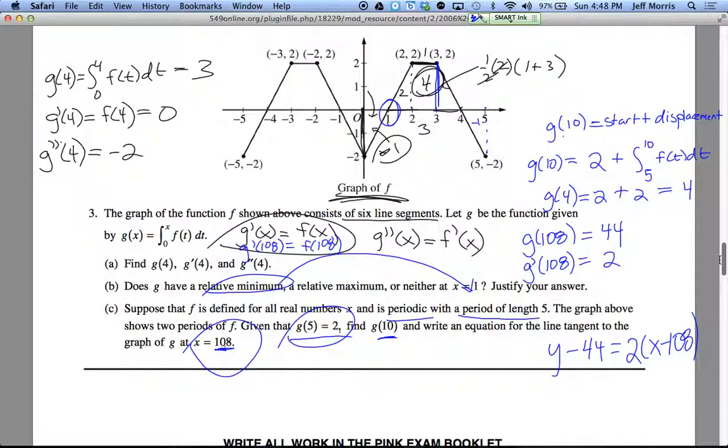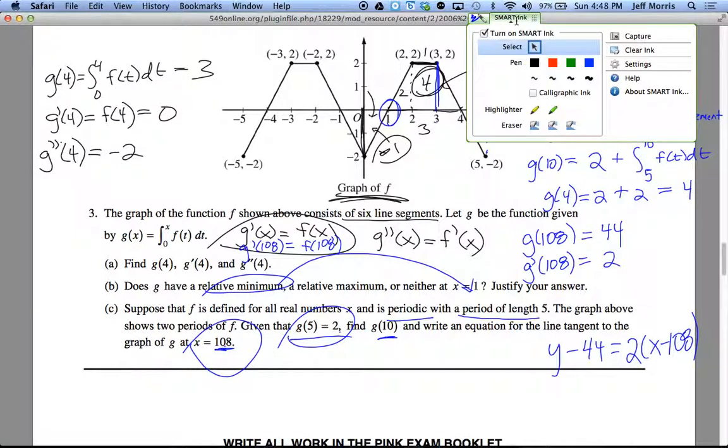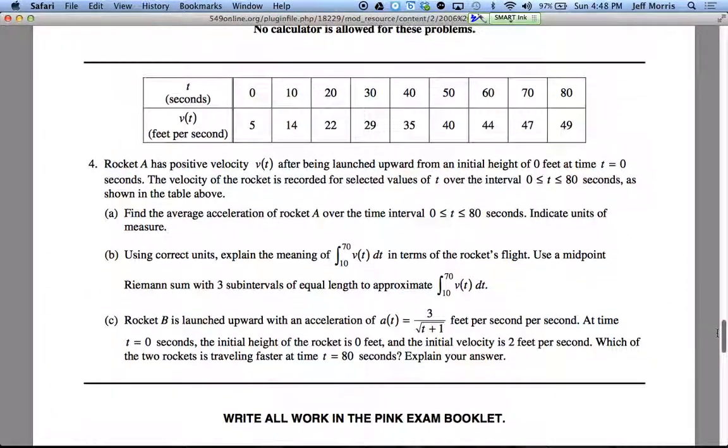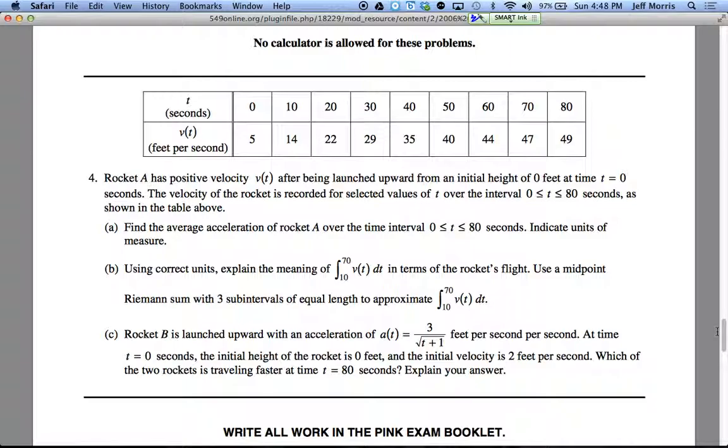Wow. I don't know if I've ever seen another problem like that before on the exam. It's just kind of different. I'm not going to spend a lot of time talking about it more than that. Let's keep going. All right, no calculator now. Get rid of the calculator for a minute.